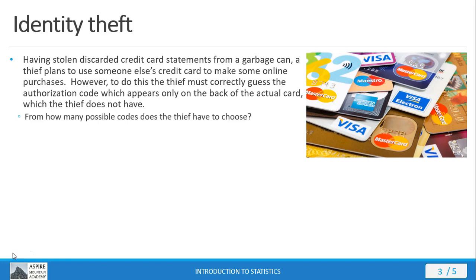So how many possible codes does the thief have to choose from? Well, it depends on what credit card you've got, right? If you've got a MasterCard or a Visa, the authorization code is 3 digits and appears on the back of the card. If, however, you have an American Express card, the authorization code is 4 numbers and appears on the front of the card. So just for grins, let's say that we're going to use a MasterCard or a Visa, so we've only got 3 numbers to choose from. So now the first question we're going to ask is, is the order important? Well, what do you think? Is the order important?